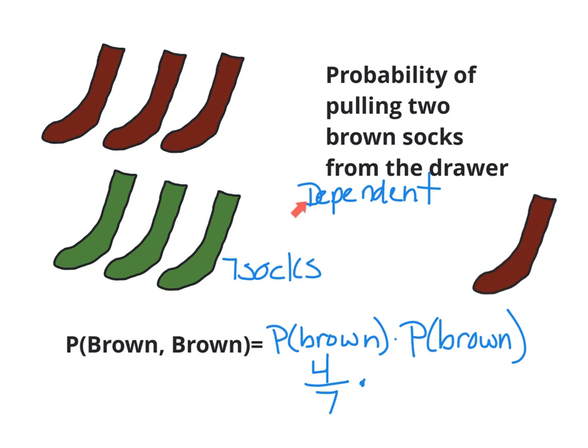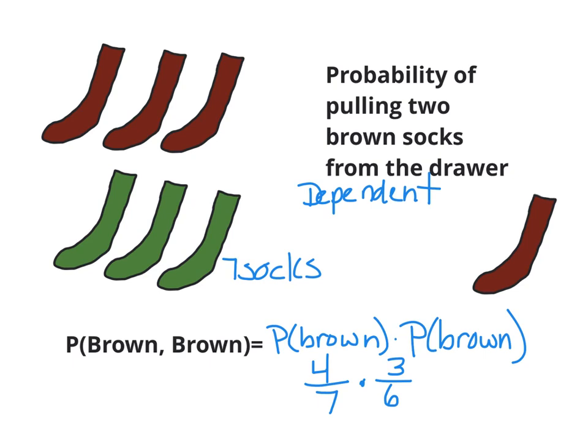This is where the dependency comes from. What happens here is dependent on what happened here. We achieved a favorable outcome here, and now the probabilities have changed here. What's left in the drawer are 3 brown socks out of a total of 6 socks. So this is interesting because we've had to change both the numerator and the denominator of our second probability because we've already removed 1 brown sock.